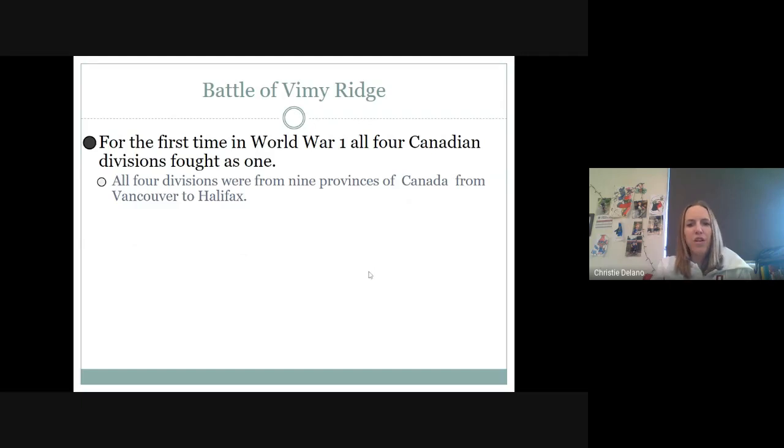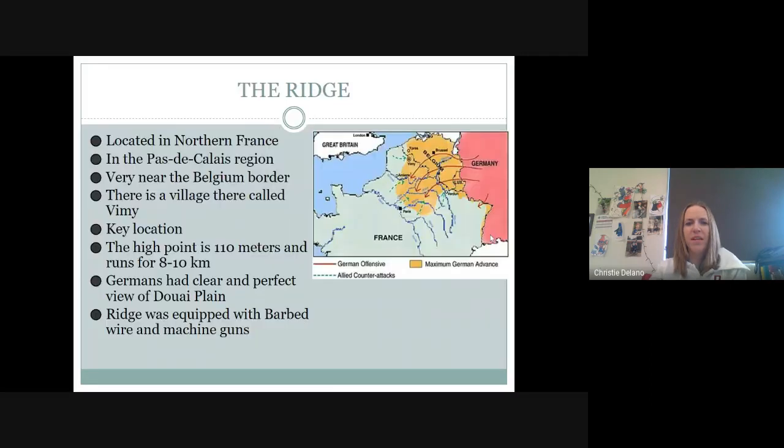Essentially, for the first time in World War I, all four Canadian divisions fight as one together. And they are for the first time under the command of Canadian generals, not British generals and not French generals. And these divisions are made up of citizens from all nine provinces of Canada at this time, because remember, Newfoundland and Labrador does not become a province until 1949. So this is my last slide of talking, and then we'll get you to watch a video.